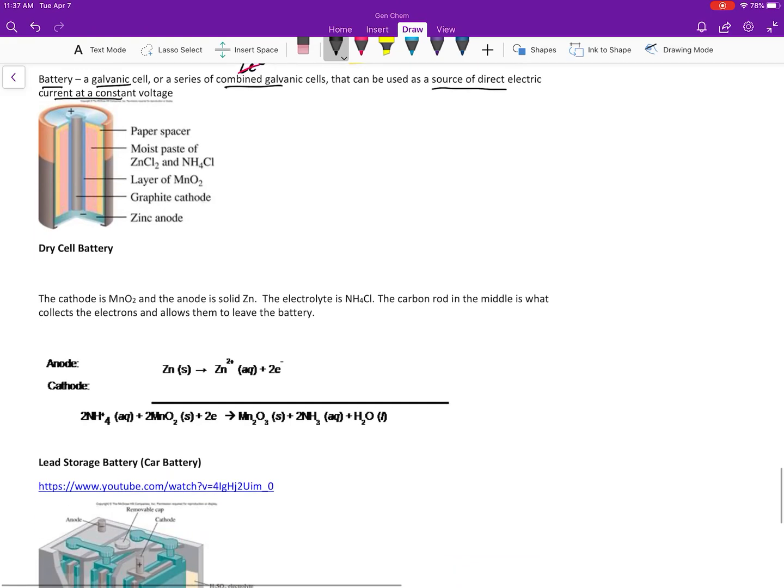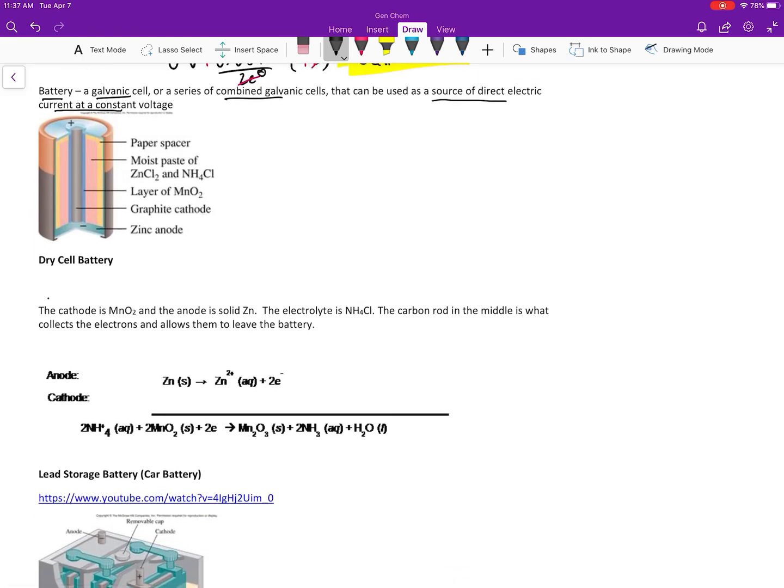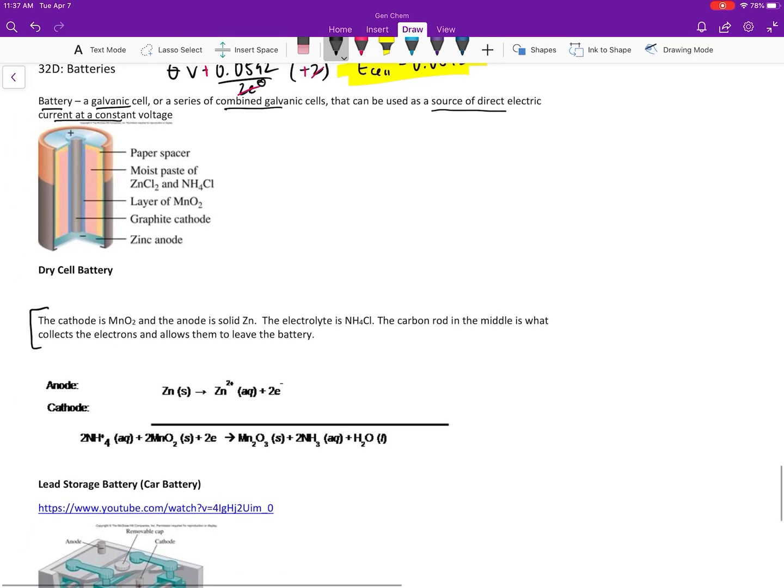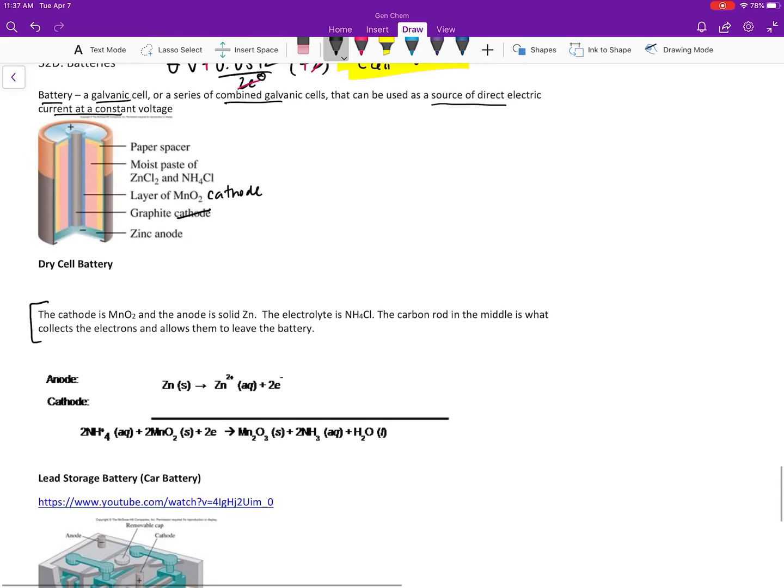So on this image, there is a little bit of a disagreement between the text here in the image. And this image did not come from your book, but the typed information did. And so the incorrect part here is that the manganese oxide is our cathode. Okay, so we have a paper spacer, a paste of zinc chloride and ammonium chloride, a manganese oxide layer, a graphite tube, and a zinc anode. So the cathode is what is being reduced. So remember, keep your constants together. The zinc is being oxidized. So AO, keep your vowels together.